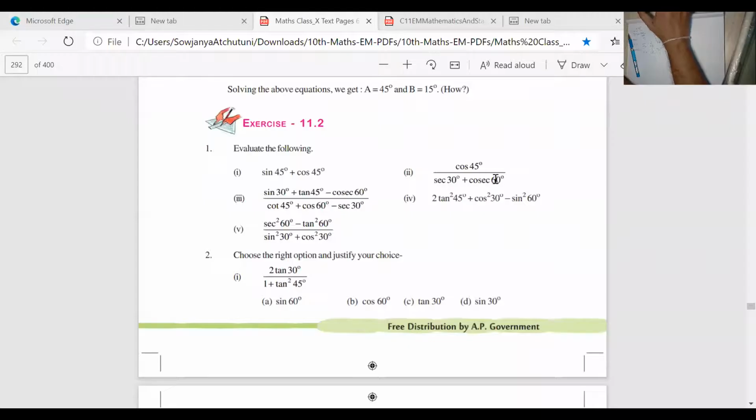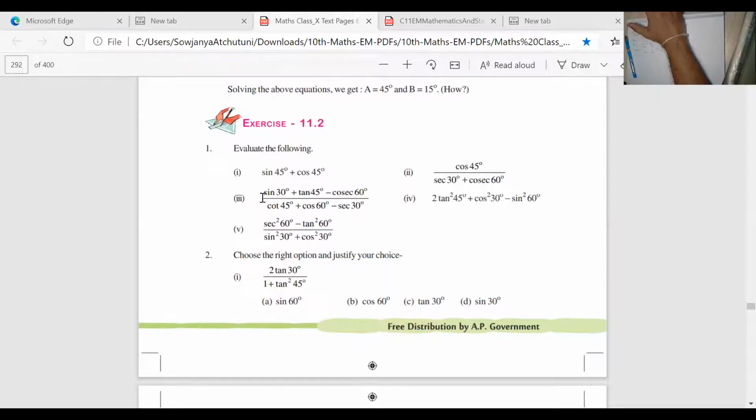Cosecant 60 is 1 by sin 60. That is 2 by root 3. Secant 60, 1 by cos 60, again 2 by root 3. So 4 by root 3. So bottom 4, root 3 goes to top. So root 3 by 4 root 2 is the answer.